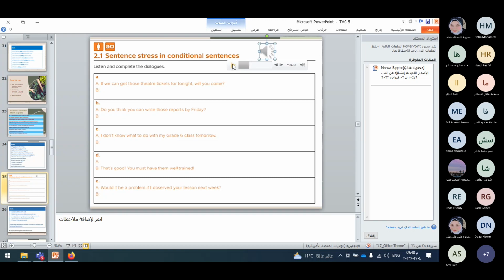Who can say this sentence? And this is a good expression, by the way.